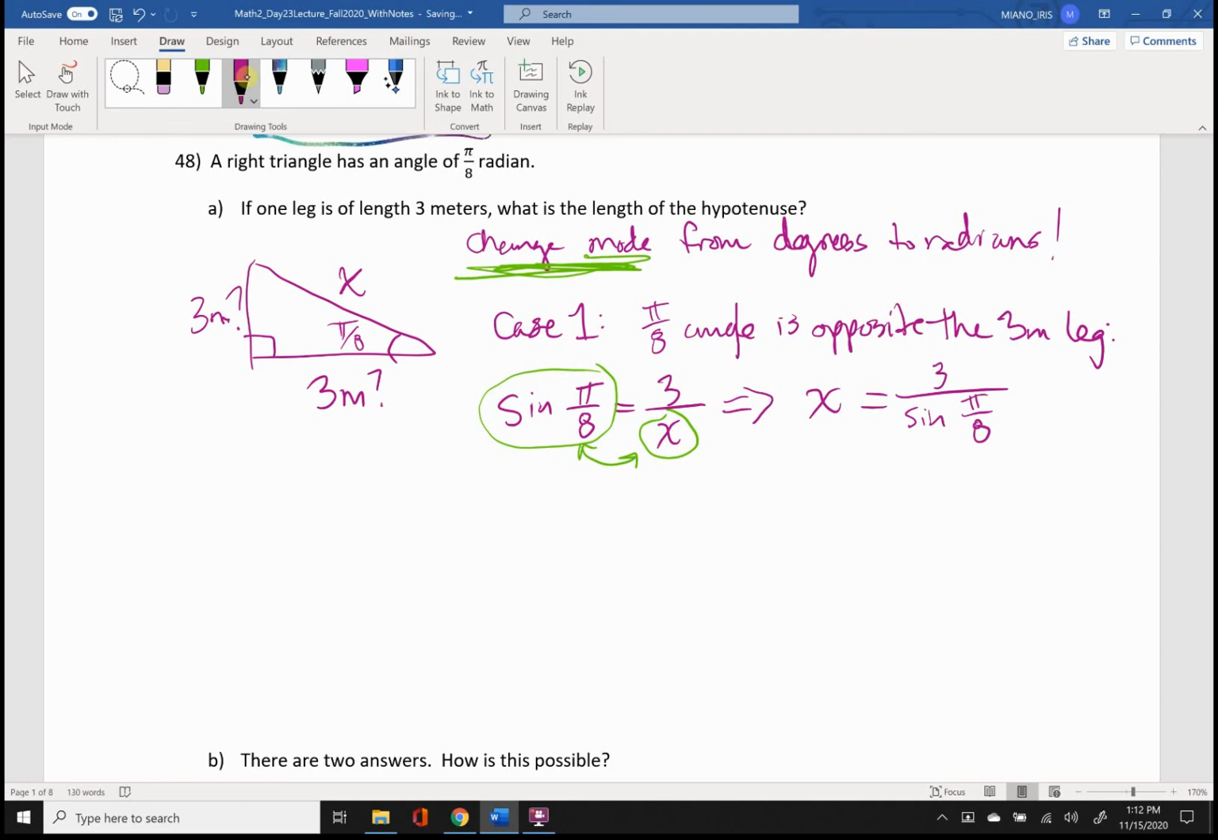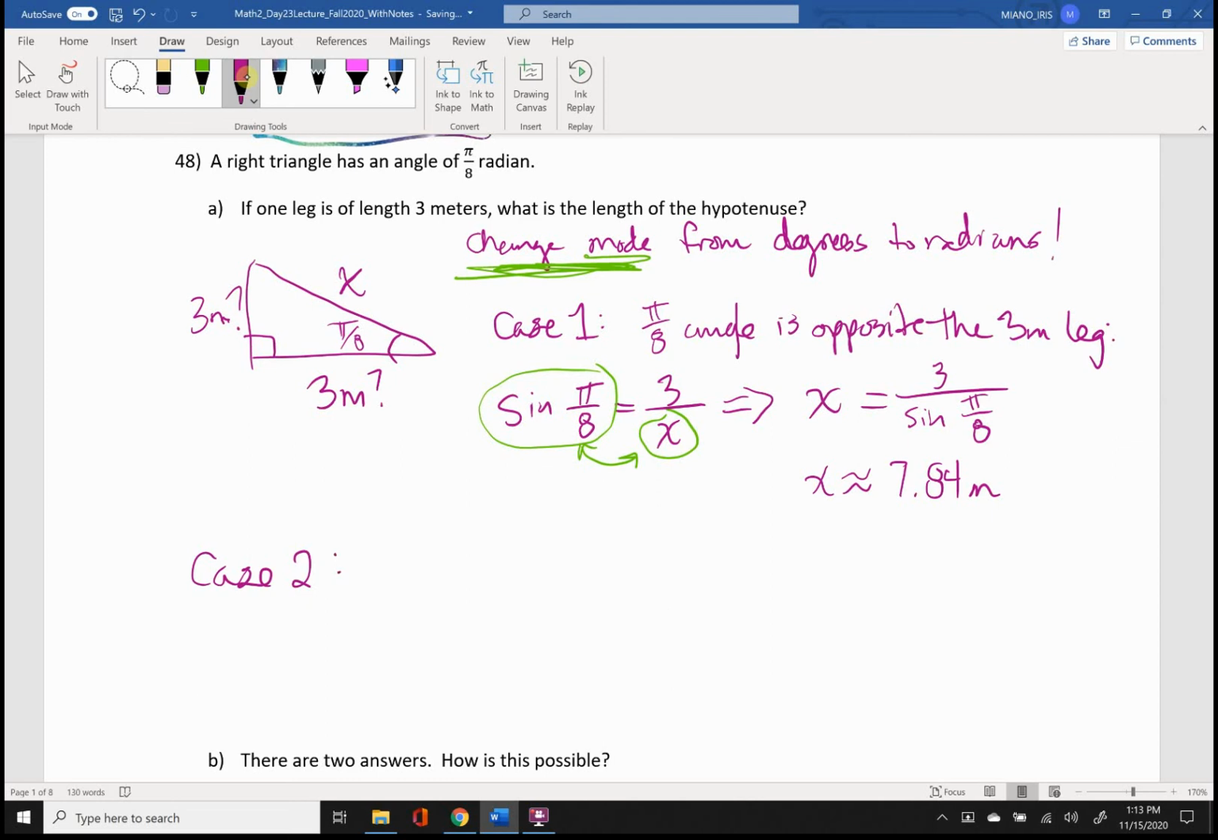Change your mode to radians, and then type this in your calculator, and you should get that x is approximately, rounding it to 2 decimal places, and we're in meters right now, 7.84 meters. That's case 1.